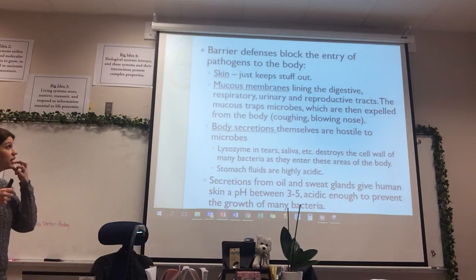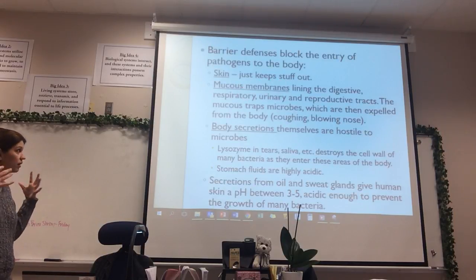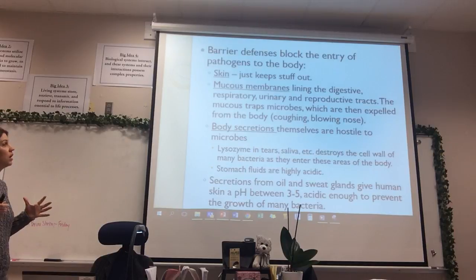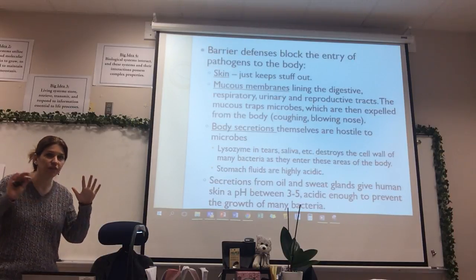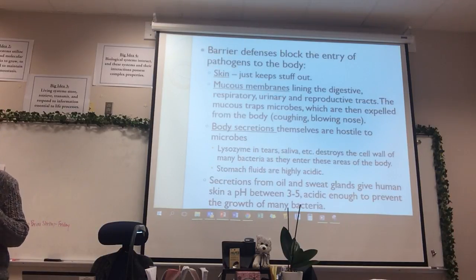Well, because these mucous membranes that line all of this stuff that meets the outside world, if we're pushing fluids outward, it's much more difficult for pathogens to make it in. Okay? Body secretions themselves, these fluids, aside from just going against the grain, they're hostile to microbes.